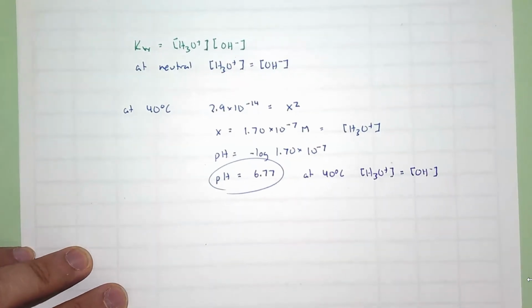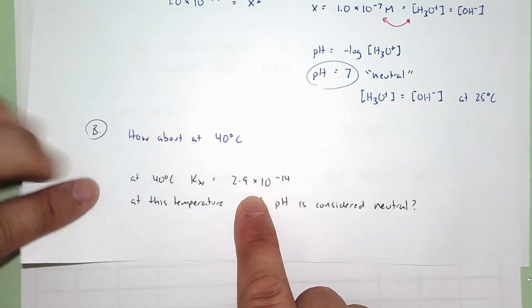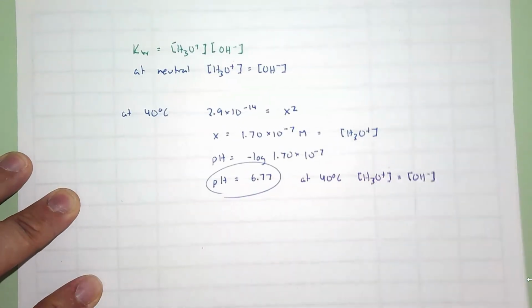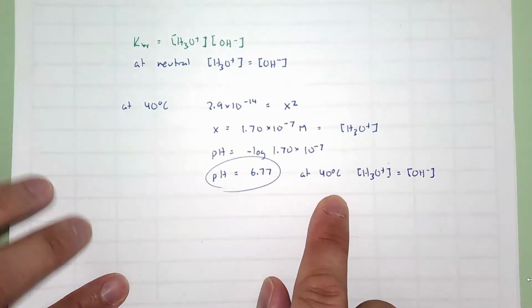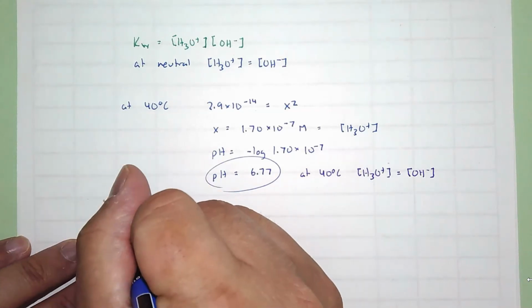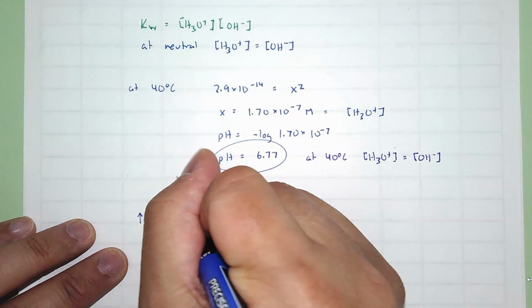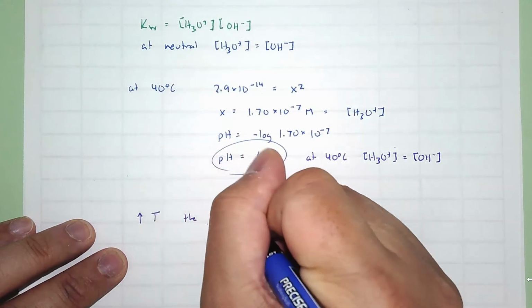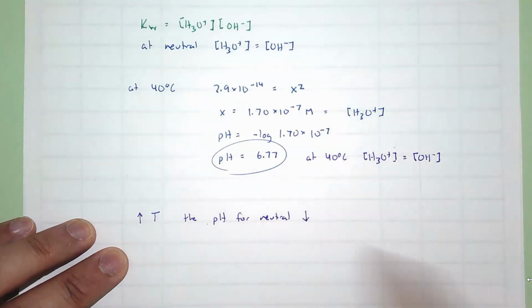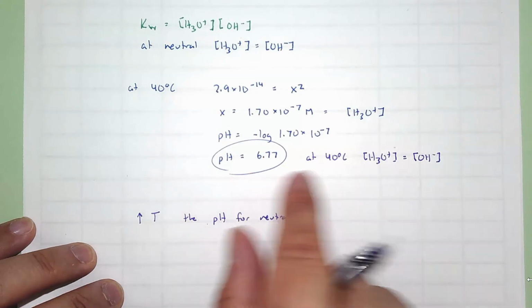Again, just remember that I looked up this number from a table, but it looks like as we raise the temperature, the pH drops for neutral. Neutral pH drops. You want to memorize that? No, not especially, but it's interesting to know that trend. As you raise temp, the pH for neutral goes down. Does that mean that it is acidic? No, it means that it's neutral, okay?